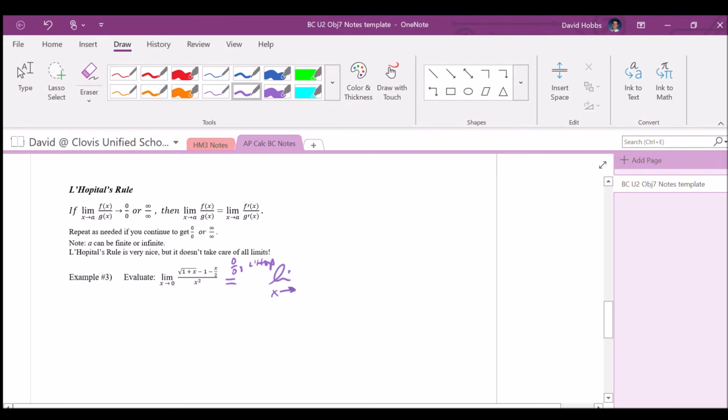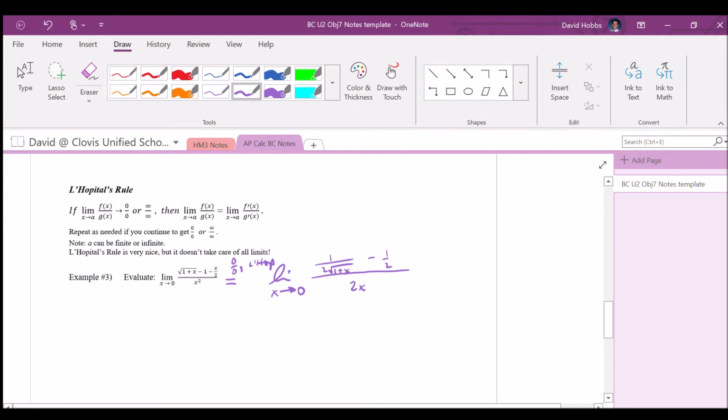So limit as x approaches 0. Keep writing limit until you actually take the limit. But what does it say we get to do? We get to do the derivative of the top over the derivative of the bottom. It's the thing that everybody wishes the quotient rule was, but it's not the quotient rule. So the derivative of the bottom is 2x. Derivative of the top is a little bit more complex. So obviously the square root of 1 plus x, that's 1 over 2 root 1 plus x. Derivative of negative 1 is 0, and the derivative of negative x over 2 is minus 1/2.